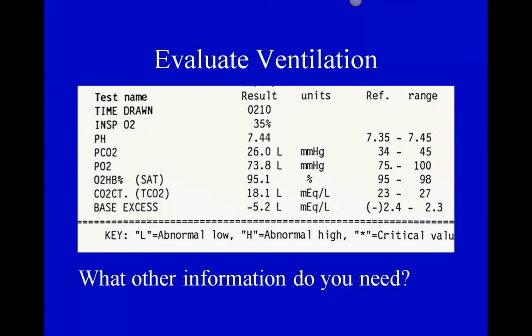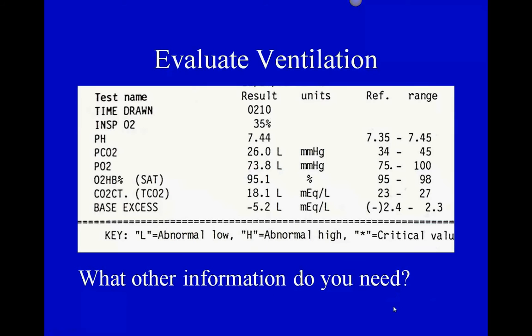So to evaluate ventilation, we're going to look at the pressure of carbon dioxide. If it's lower than 35, the person's hyperventilating. If it's more than 45, the person is hypoventilating. They're underbreathing. You know not to just look at respiratory rate. You know that when we talk about hyper or hypoventilation in a clinical setting or with hospitalized patients, you're going to be smart enough to know to look at the carbon dioxide level.